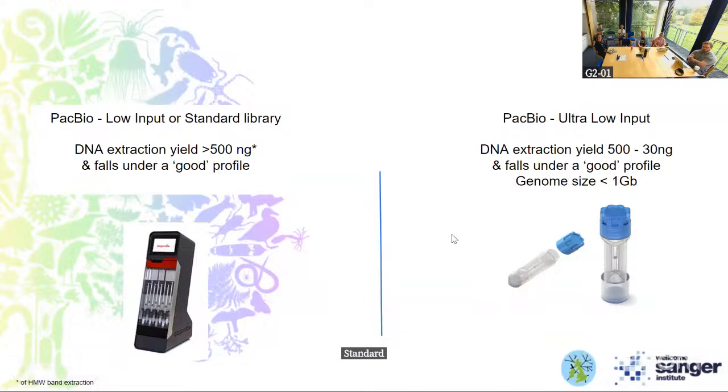And then in the case where the genome size is less than 1 gig, we can send that through ultra low input if the yield is between 500 nanograms and 30 nanograms, and falls under that good profile in the table that I've showed previously.